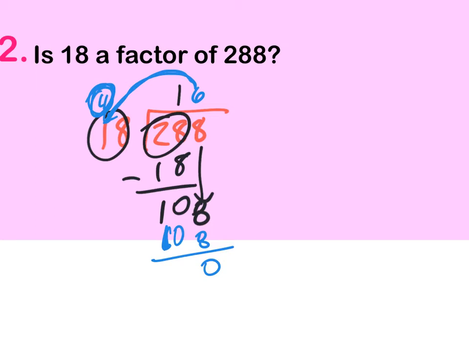There. So now I've got a 0 remainder. What does that mean? That means 18 is a factor of 288, because it goes in exactly 16 times. If you wanted to say it's a remainder, it'd be remainder 0. If you wanted to say that fraction thing, it'd be 0/18. 16 and 0/18. Okay.